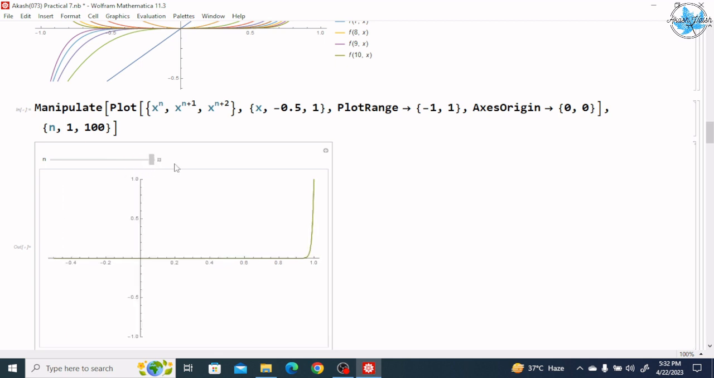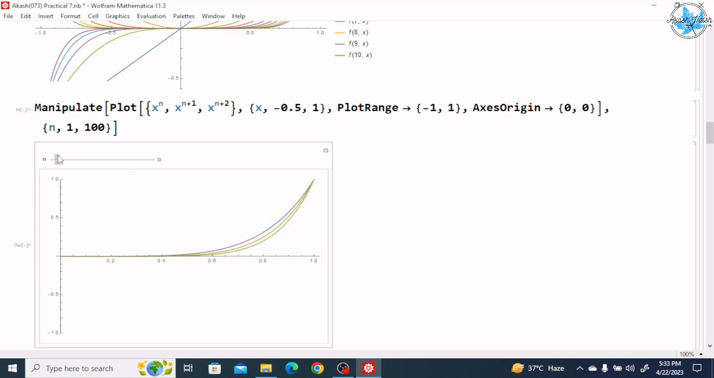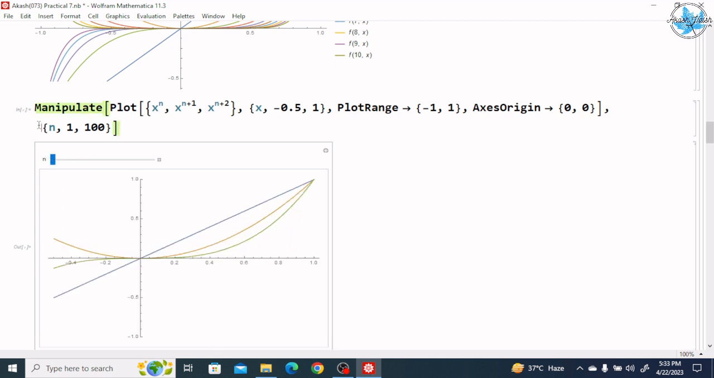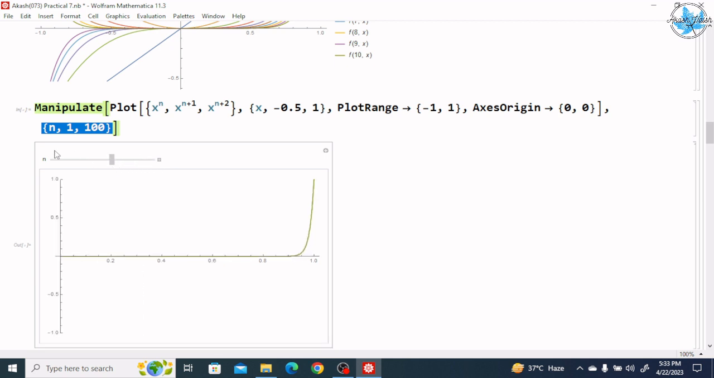So when you are moving the graph from left to right side, then you are coming towards x to the power 100, and when you are going on the left side, it means you are going towards x to the power 1. So what is the meaning of the Manipulate command? That you will get this type of graph where you can vary your value, that now I am varying my value of n, that is from 1 to 100. In this way you will get your graph like this, and from this graph you can also see that it is converging on 0 and 1, but not exceeding that.